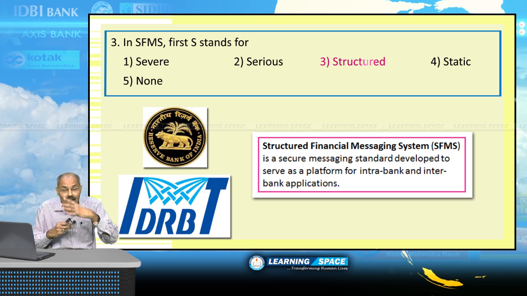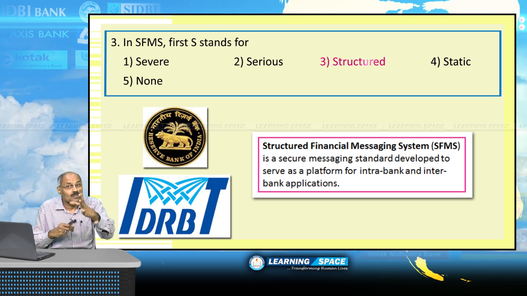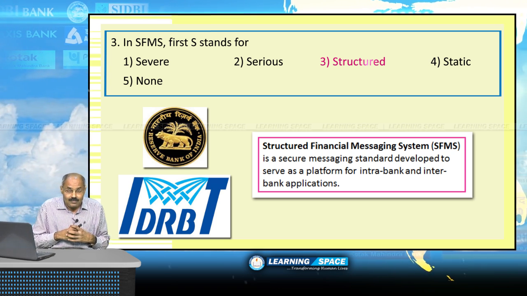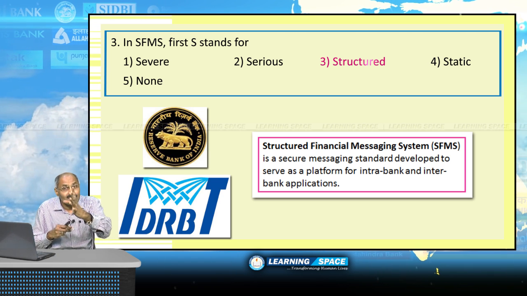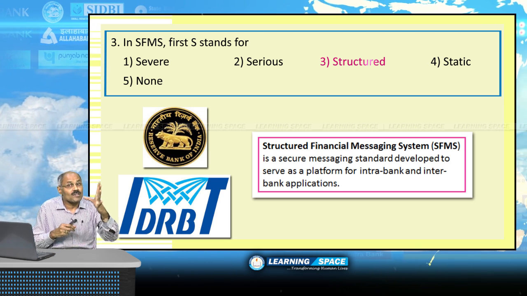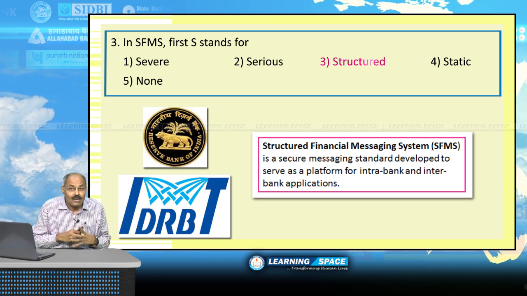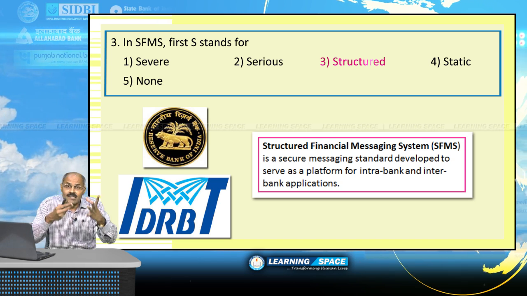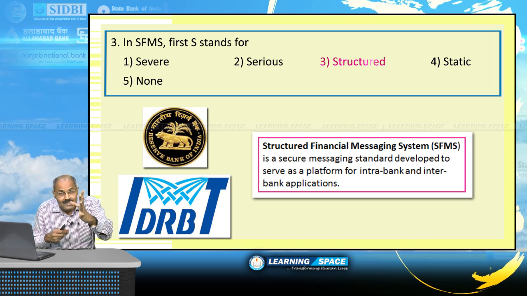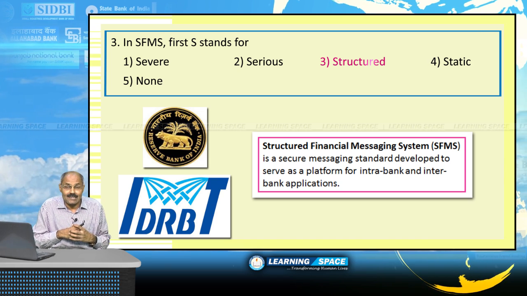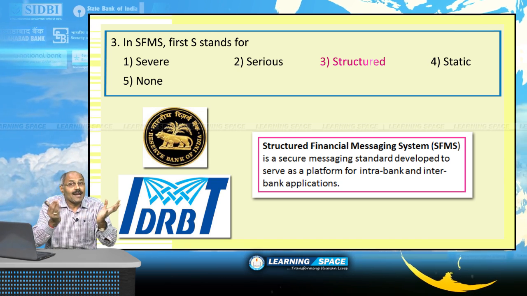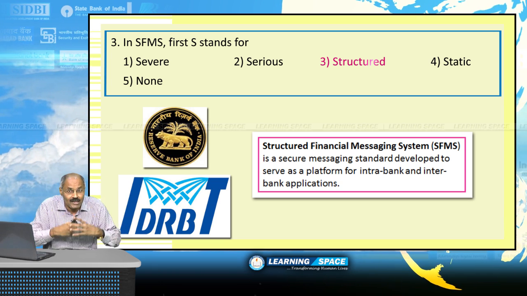IDRBT is situated in Hyderabad. It was established by the Reserve Bank of India. It developed this network SFMS, a structured financial messaging system, in the year 2001. What is SFMS? SFMS is the standard messaging system for intra-bank and interbank communications.